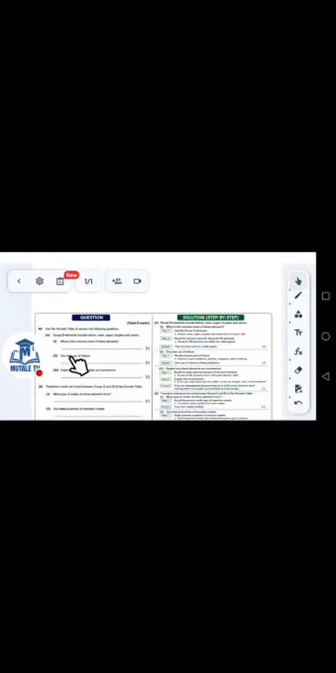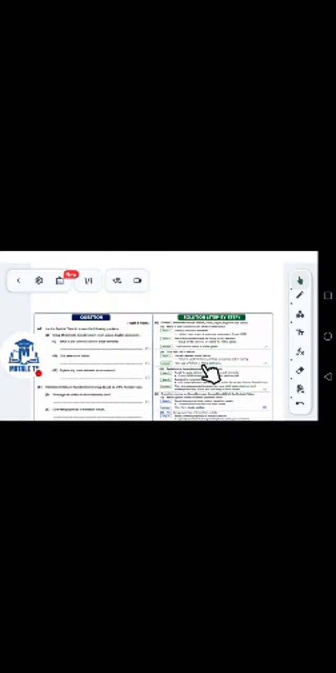Alright, so moving on to question A2. Question A2 reads, give one use of helium. The use of helium is that helium is used for filling balloons.